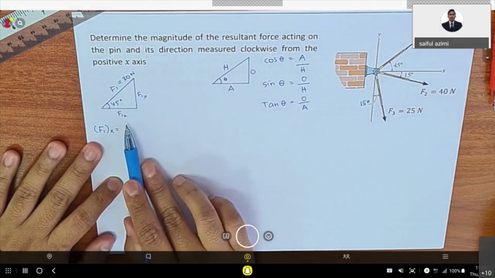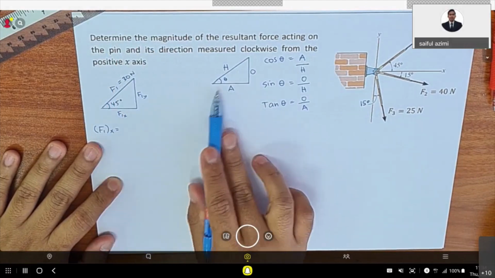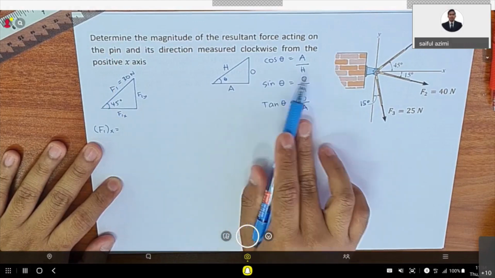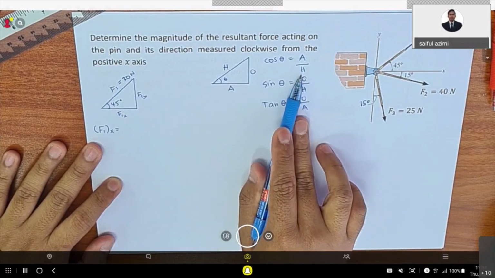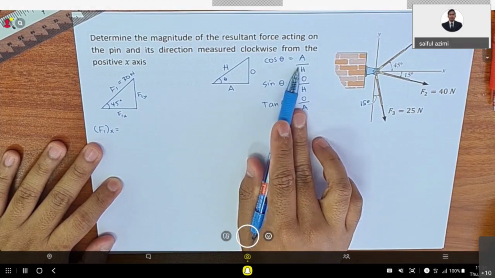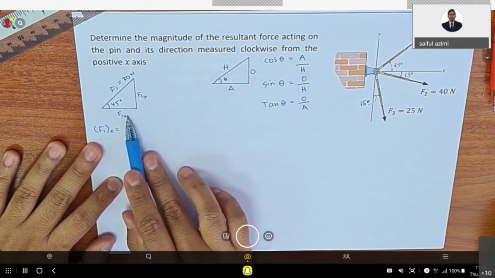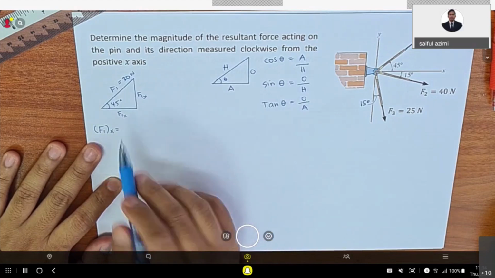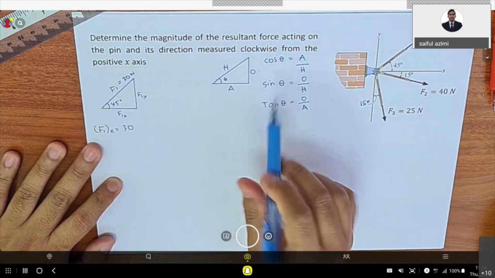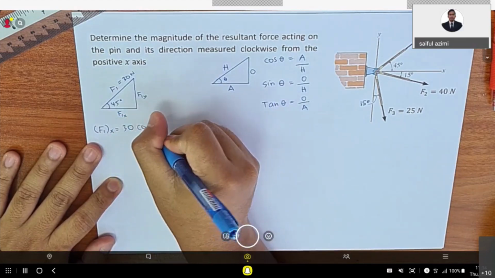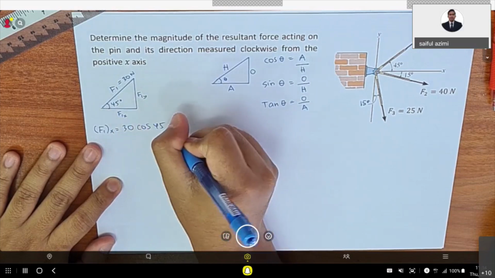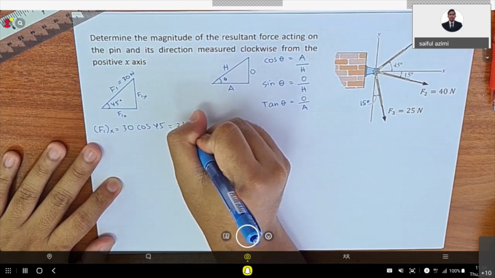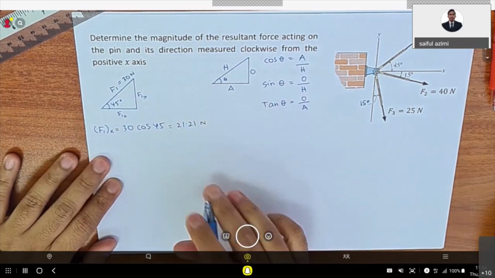Because F1x is here, the adjacent, you can use the cos one. Hypotenuse multiplied by cos theta equals to adjacent. Adjacent here equals to F1x, right? So F1x equals to 30 cos 45. So when you calculate, you will get like 21.21 Newton, if I'm not mistaken, right?